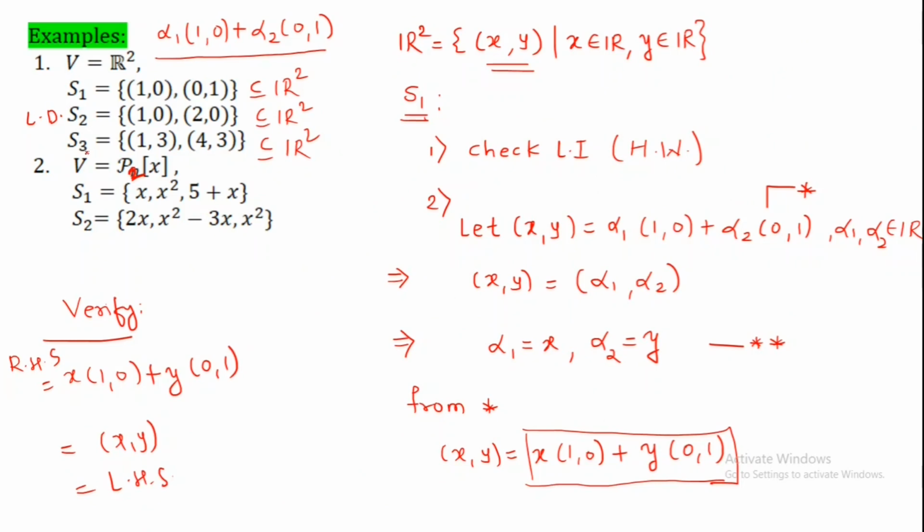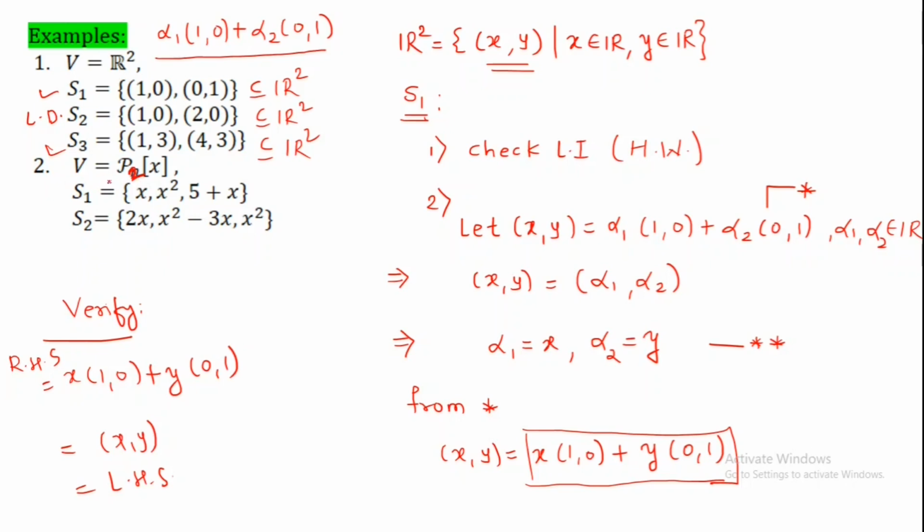For the set S3, this S3 is a basis and this S1 is also a basis. Remember, a vector space can have more than one basis, so the basis is not unique. Never say "the basis", you should say "a basis" only. Now we will go for one more example.